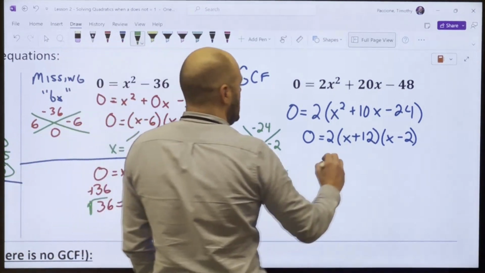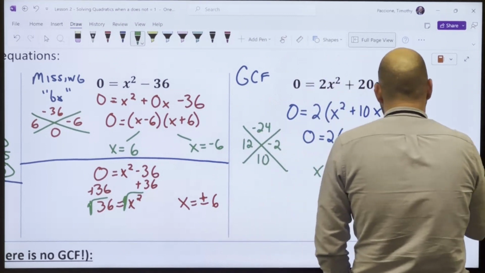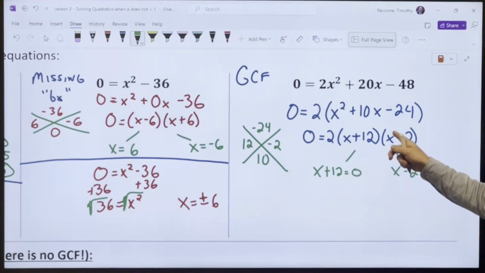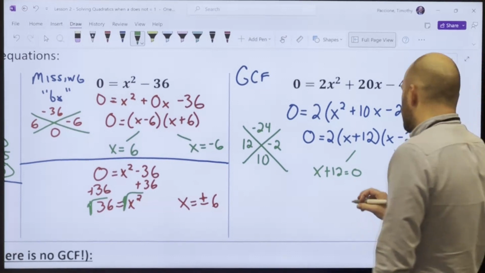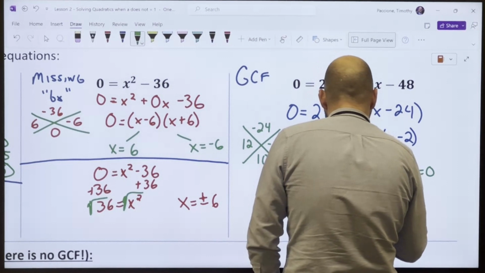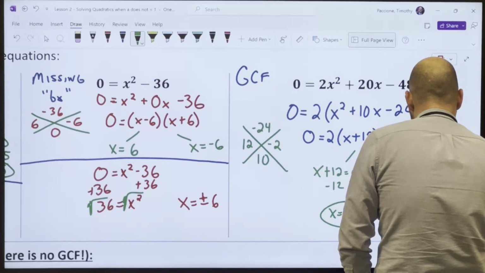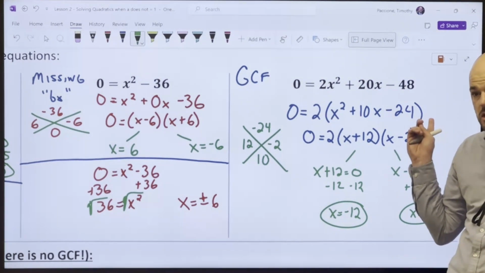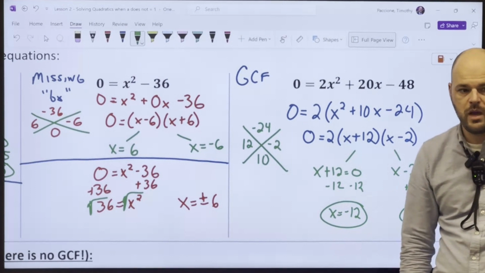I ignore it, and I say x plus 12 must equal 0, and x minus 2 must equal 0. Those are the two things that would make this 0, right? Either that's 0 or that's 0. 2 can't be 0, so I don't need to worry about it, right? So now I just do the math. Minus 12 on both sides. x equals negative 12. And plus 2 on both sides. x equals 2. And those are the two values that if I plug them into the original equation would make everything 0. Would make this true. Okay?